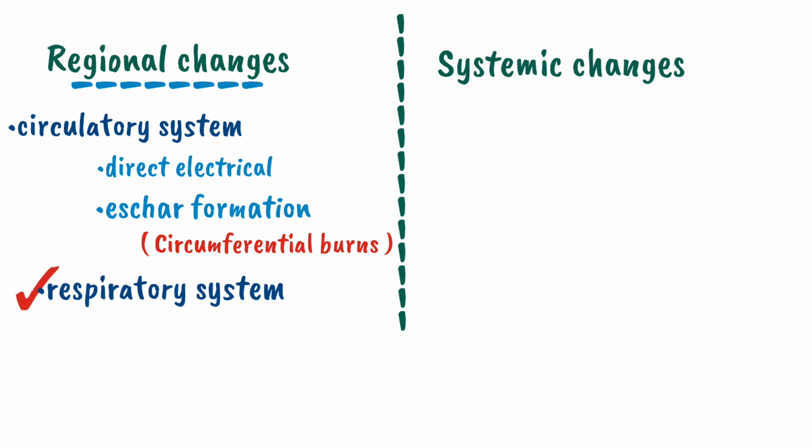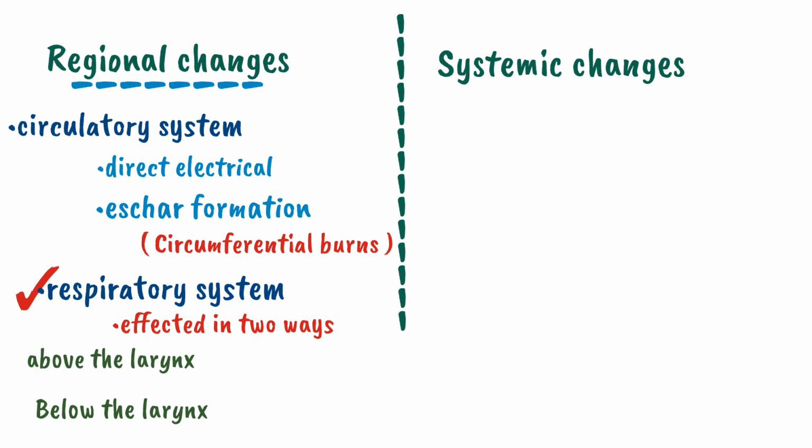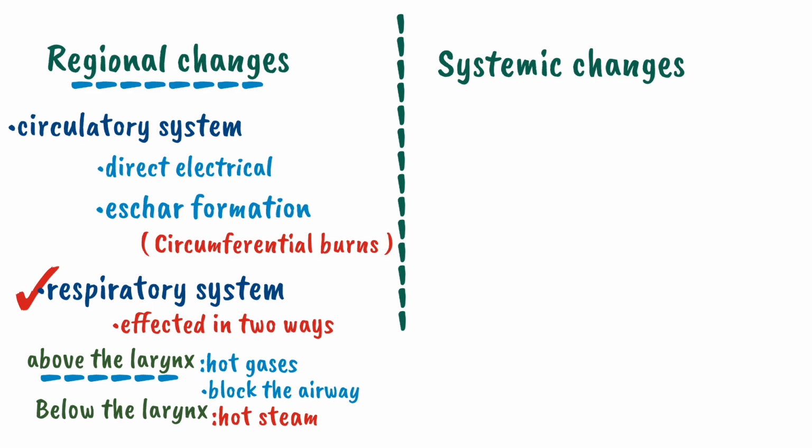Apart from circulation, the respiratory system is also affected in burns. The respiratory system is affected in two ways: the area above the larynx and the area below the larynx. The area above the larynx is affected by hot gas inhalation. It will block the airway if edema develops. Whenever a patient inhales hot steam, it will affect the respiratory system below the larynx. It will destroy the epithelium and can cause respiratory failure.